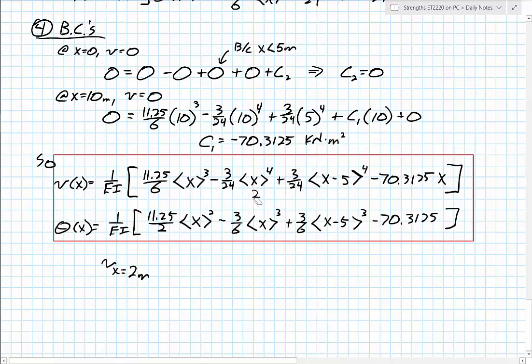But being careful of units, if I'm going to do 2 meters, I would have to make sure my E value and my I value are in units of meters, which is a little bit funky, but what are you going to do? You could also start this original problem and convert everything to newtons and millimeters if you didn't want to worry about that at the end.